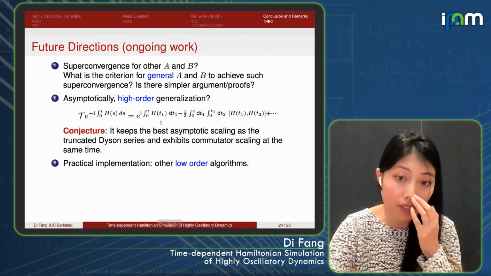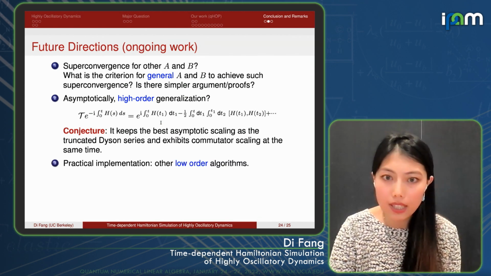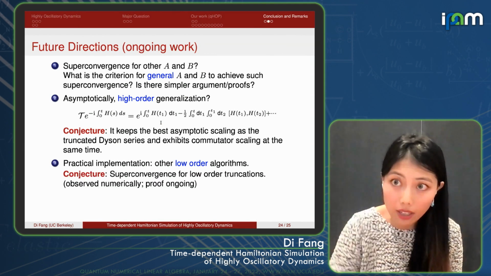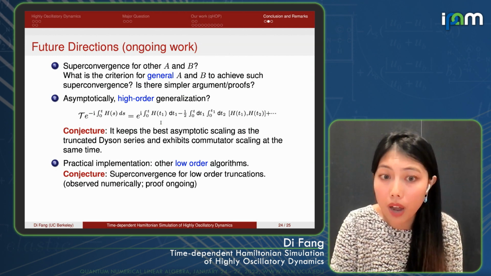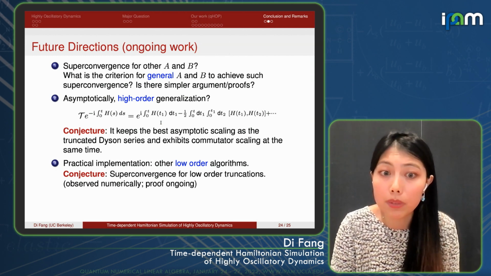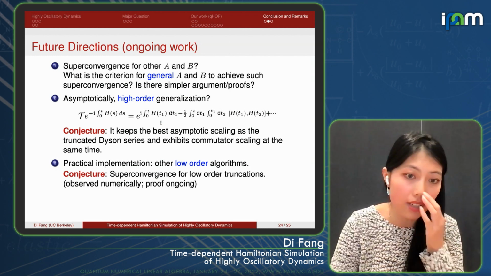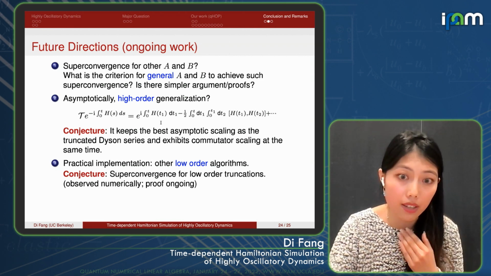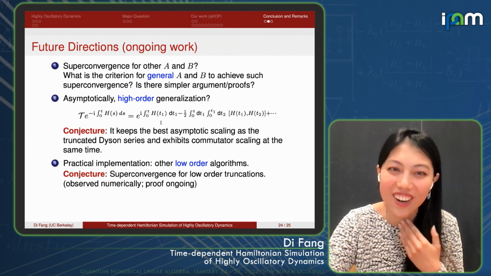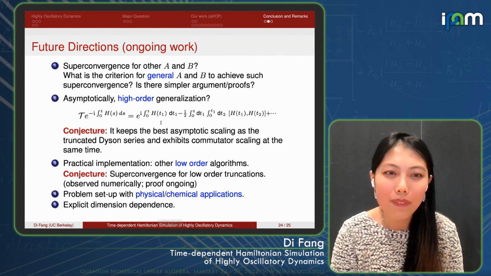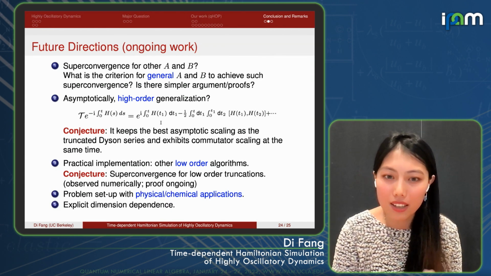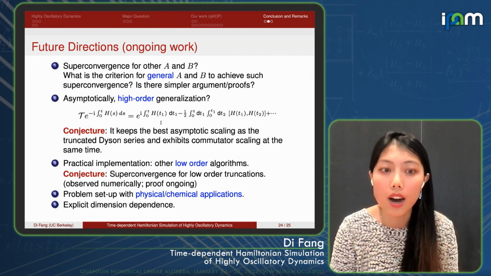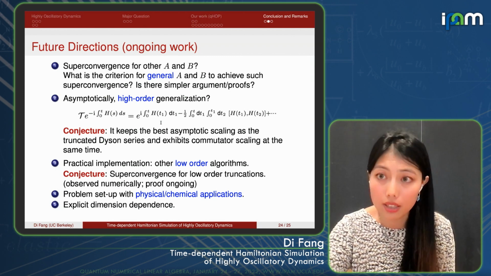And from the practical perspective, I'm also interested in seeing low order truncations and seeing, for example, if I truncate at the second order Magnus, can we observe a superconvergence? Actually, we observe this numerically. The second order Magnus actually gives you a fourth order superconvergence result, and this proof, hopefully it will not be a conjecture very soon. And lastly, I'm also interested in seeing how our algorithm performs in a practical setup and also working out explicitly the dependence on the dimension.